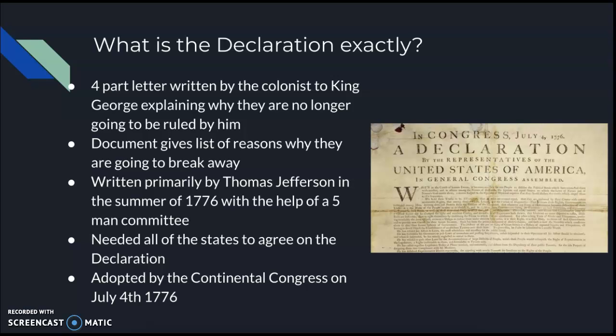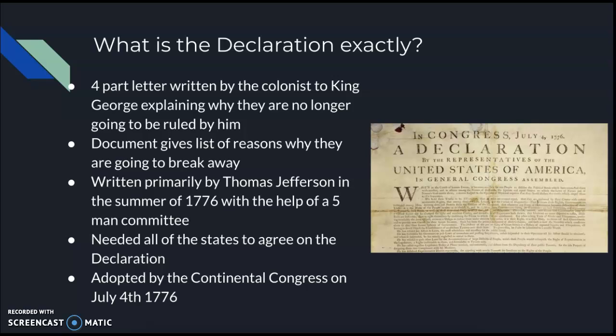In order for this declaration to be quote-unquote approved or sent off to the king, all 13 states needed to agree upon it. So when they all got together during the Second Continental Congress, they all needed to agree that, hey, this declaration that we're making is accurate, and it's going to be what we are going to use to essentially break away from England.